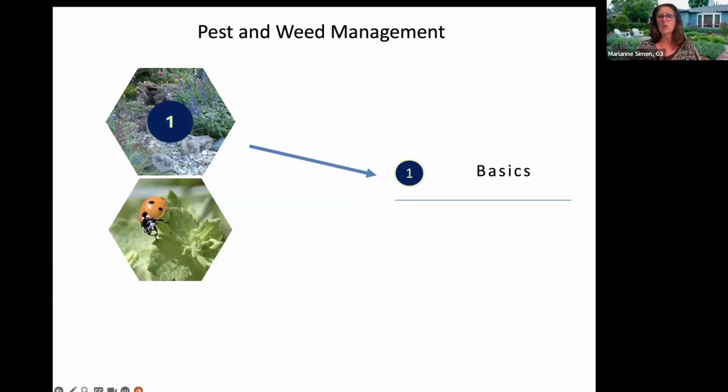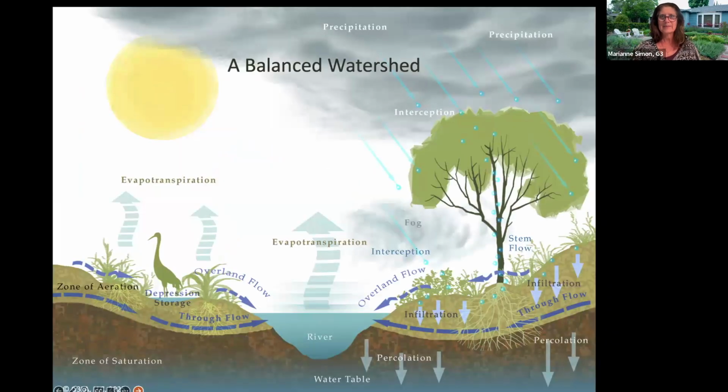So let's begin at the beginning with basics. Balanced watershed. So when we talk about the landscape, we're not using terms like sustainable or xeriscaping, but really the idea that we look to the model of the watershed. So a watershed is defined as an area of land where all the water that flows over it or under it drains to the same place. So we look at this graphic, which really explains it in just a lovely way.